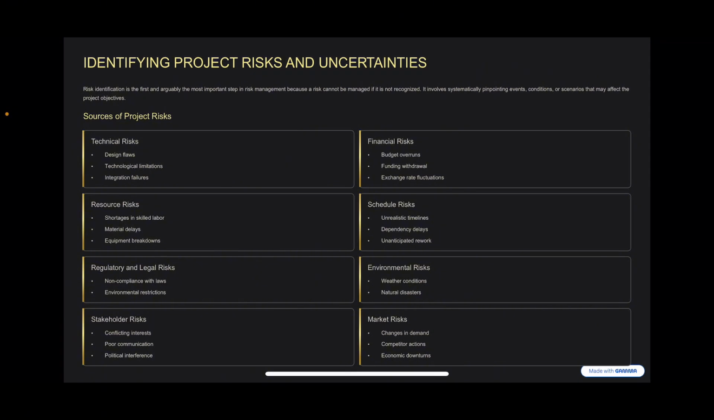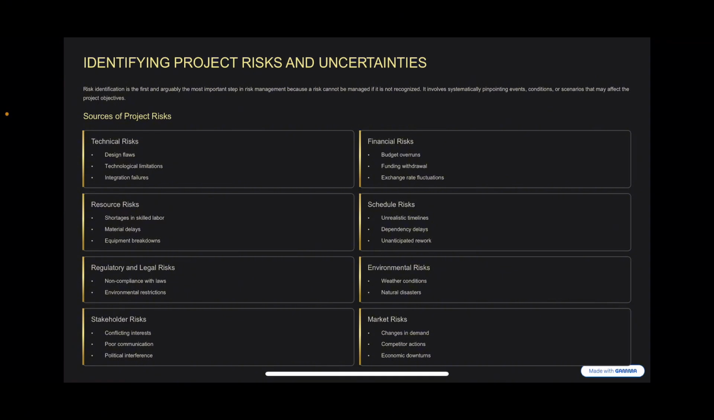Risk identification is the first and arguably the most important step in risk management, because a risk cannot be managed if it is not recognized. They'll tell you a problem you don't know, you can't solve, because once you don't know you even have a problem in life, you cannot even know how to start solving it. So identifying your problem first is already a solution at hand. It involves systematically pinpointing events, conditions, or scenarios that may affect the project objectives.